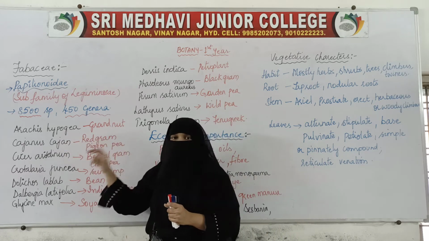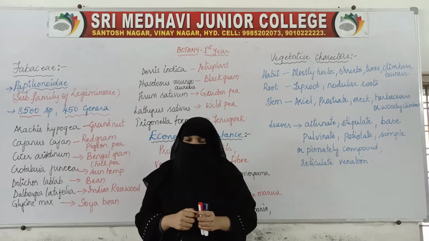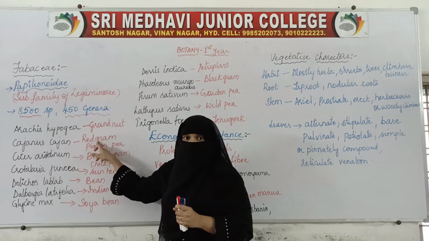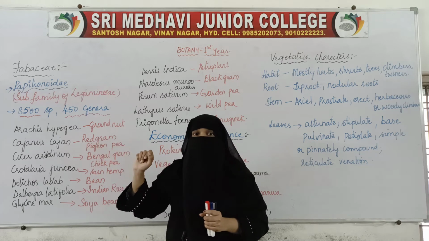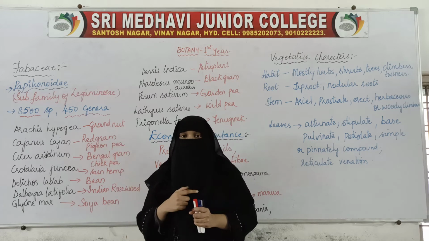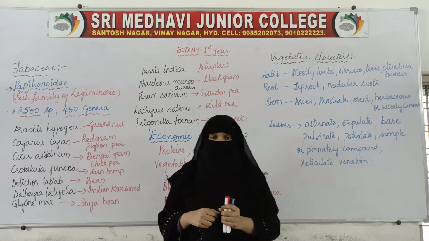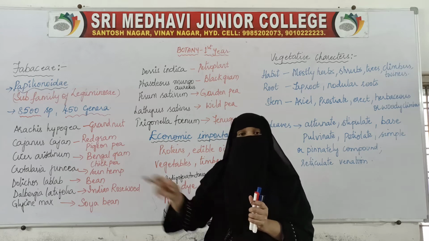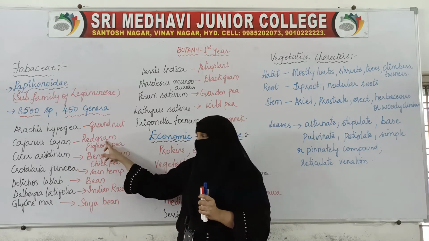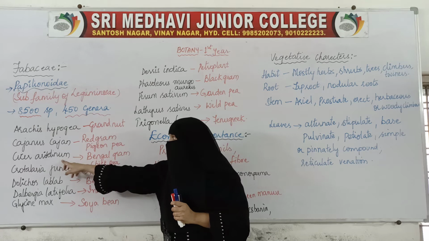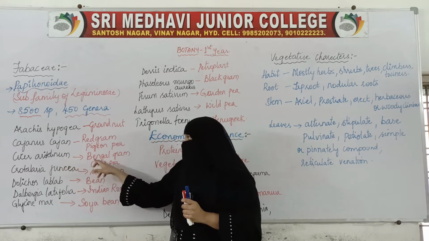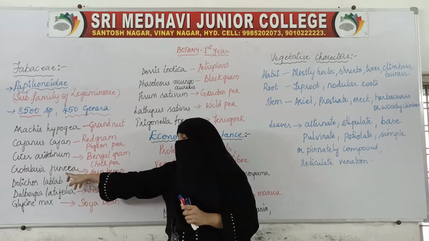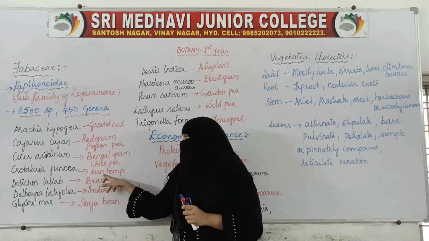Then we have Cajanus cajan, which is the scientific name of red gram. Red gram is also called pigeon pea. Then we have Cicer arietinum, which is Bengal gram, also called chickpea. Then we have Crotalaria juncea, that is sun hemp.